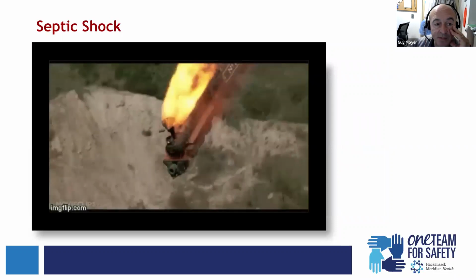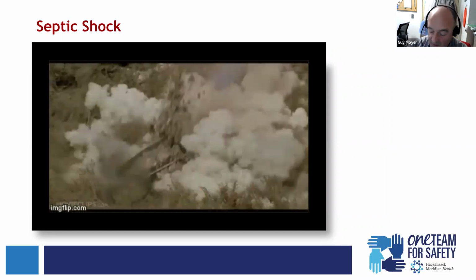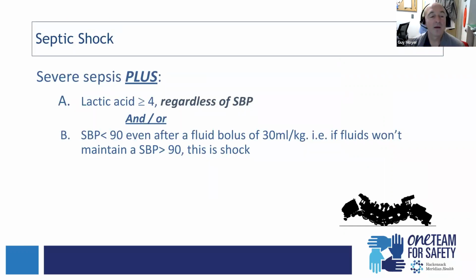So once you've reached that septic shock phase, the train is already going off the track, and it's hard to go back once you're in this condition. So then we move into our septic shock phase. So septic shock is severe sepsis plus a lactic acid that is greater or equal to 4, regardless of the systolic blood pressure, and or if the systolic blood pressure is less than 90, even after the fluid boluses have infused. So if the systolic blood pressure is less than 90, then you're moving into that shock phase.